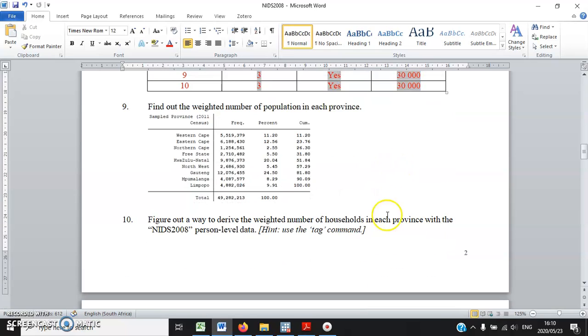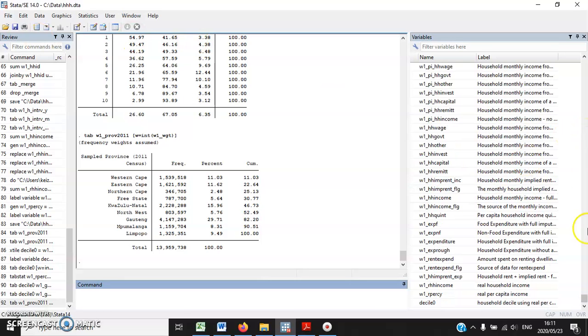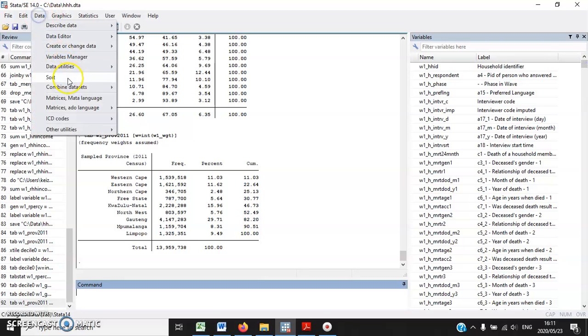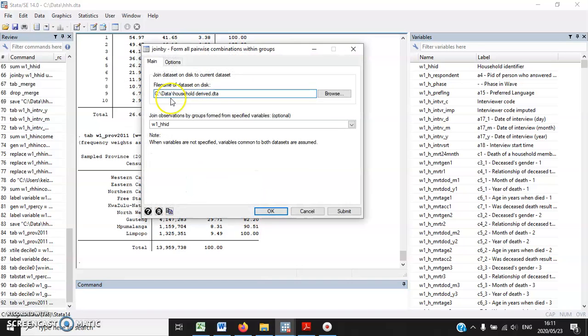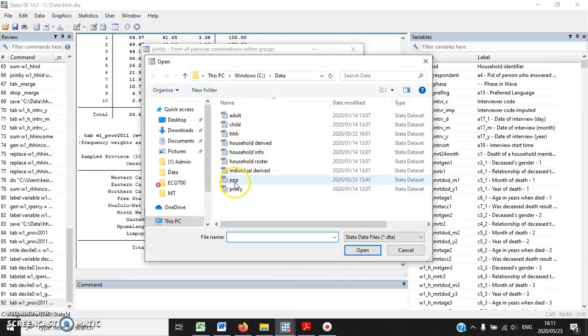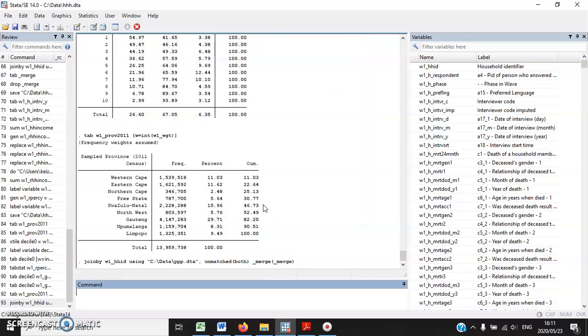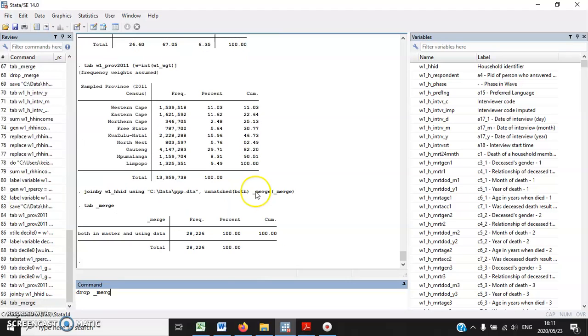Then we can move on to the next one. Oh, we have to first merge the files. So this is my HHH file. I'm going to merge with the PPP file, and this is the unique household number. Perfect merge.